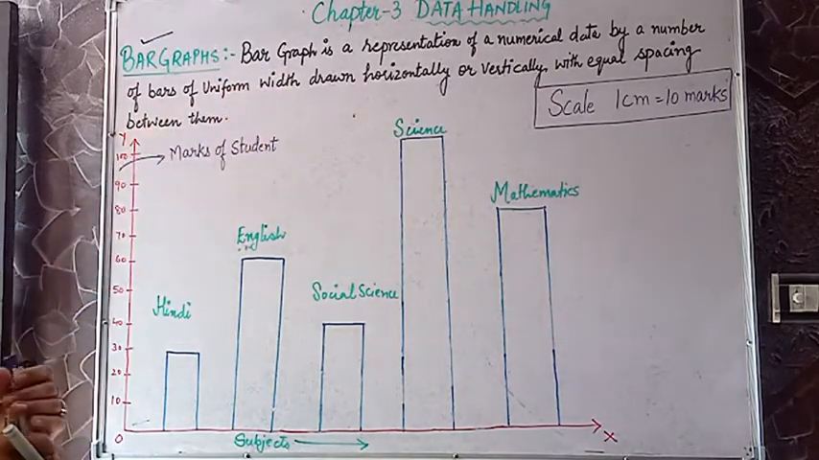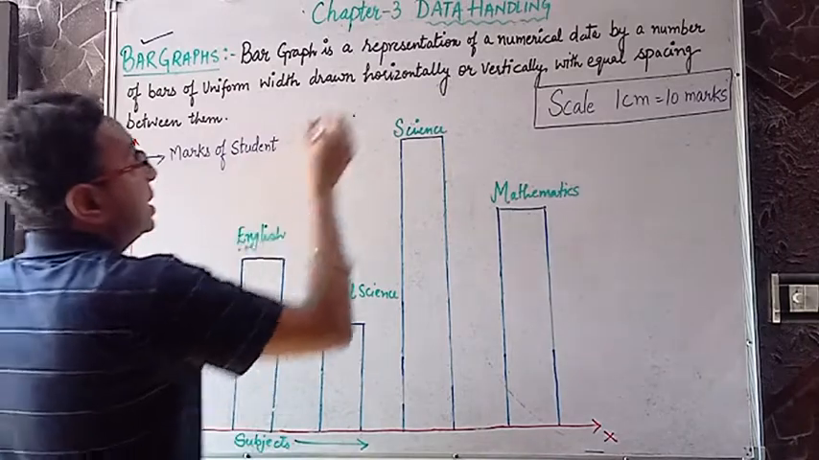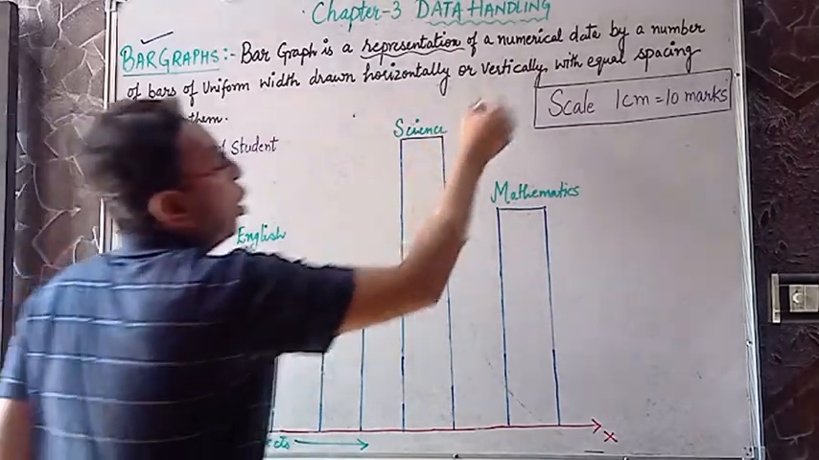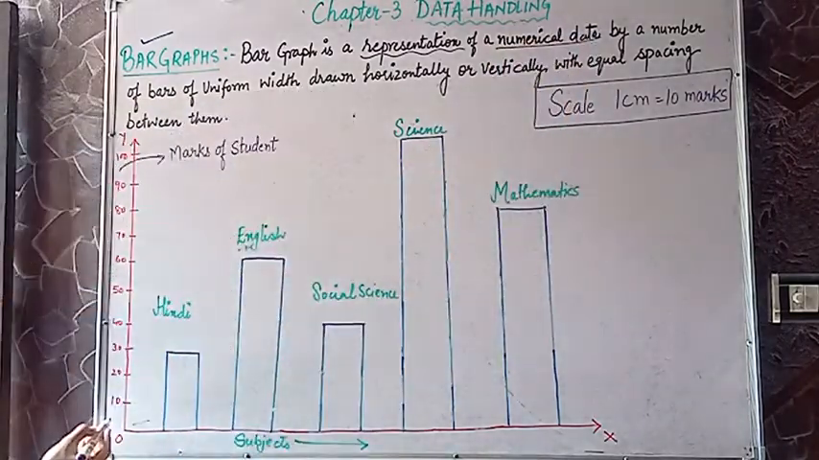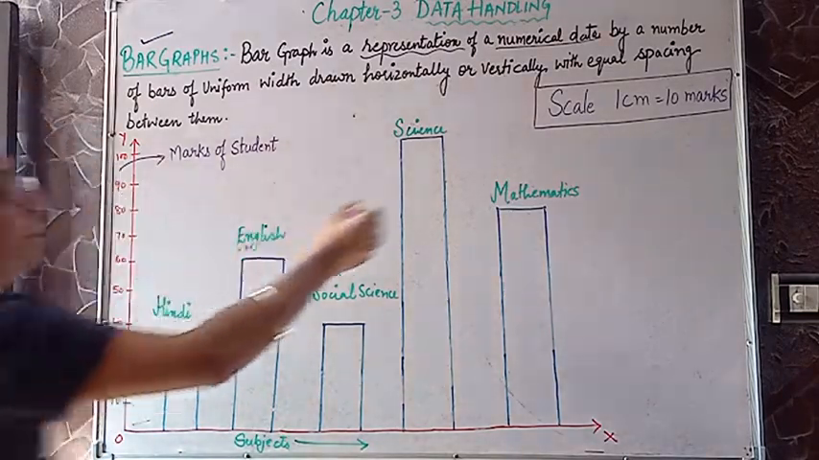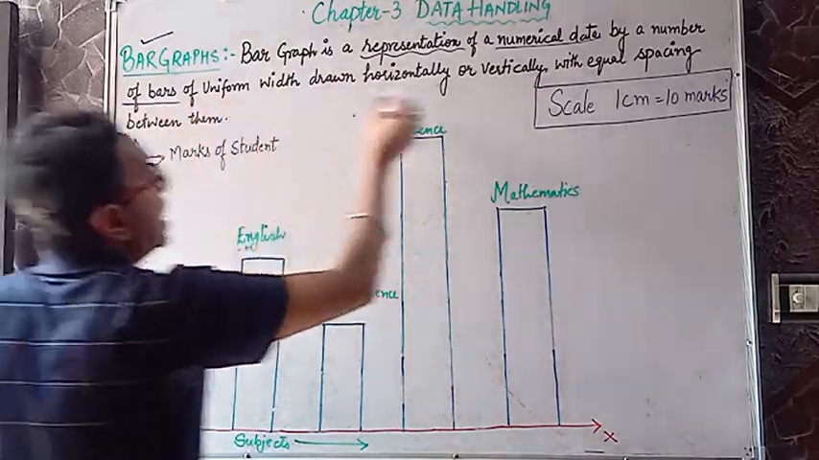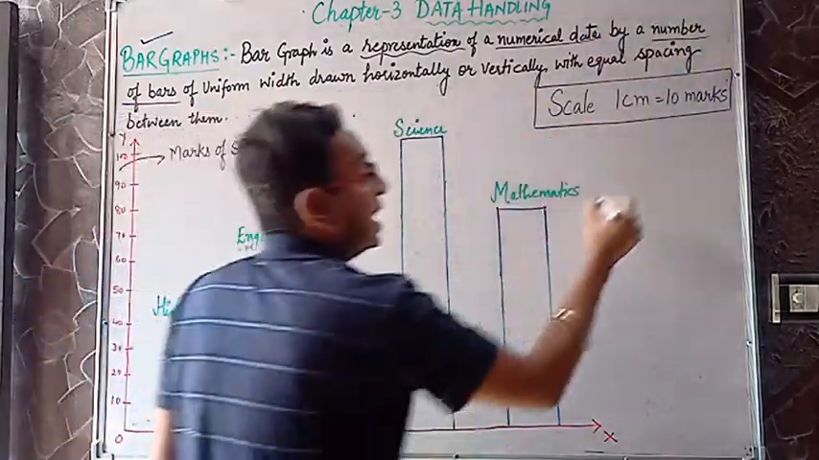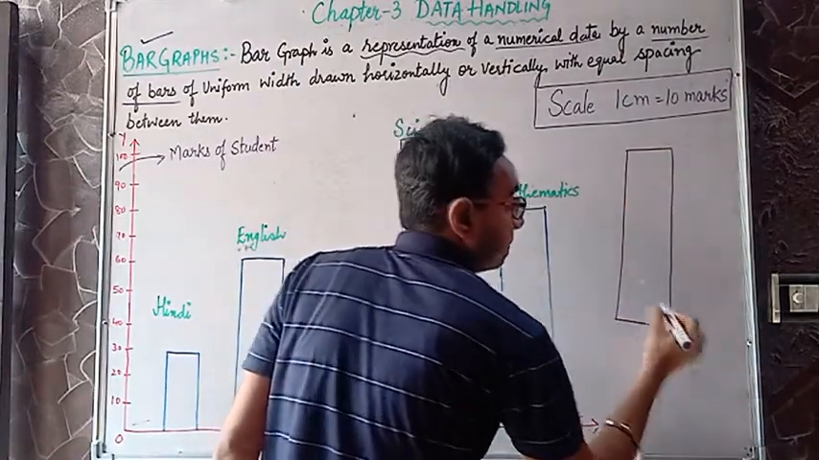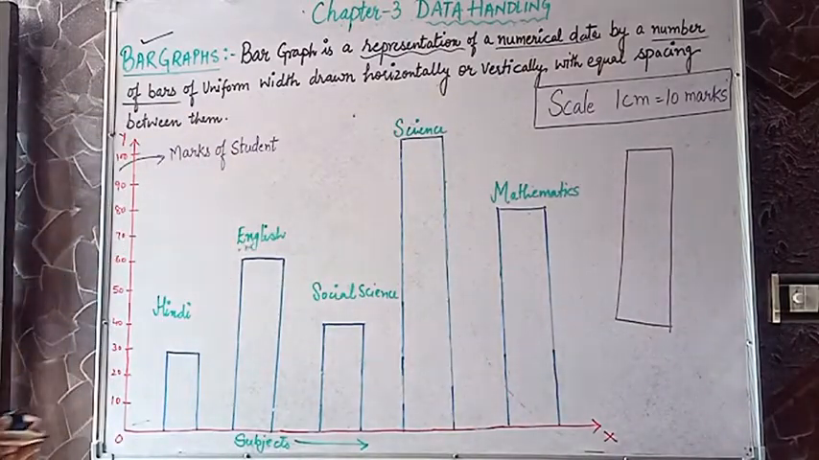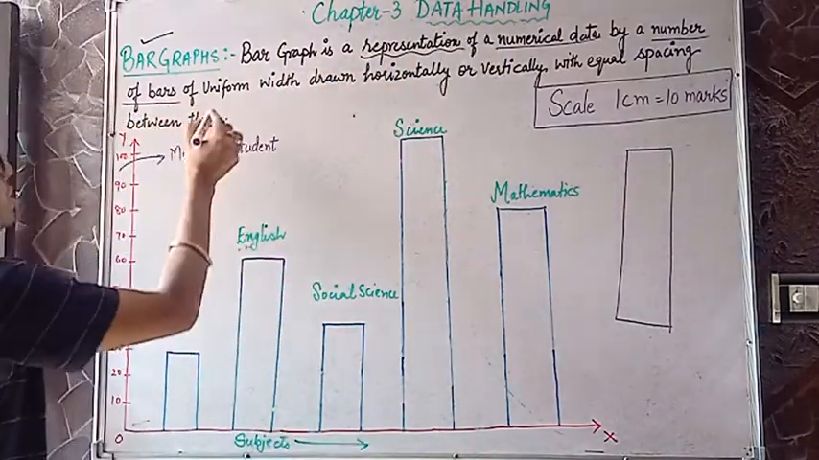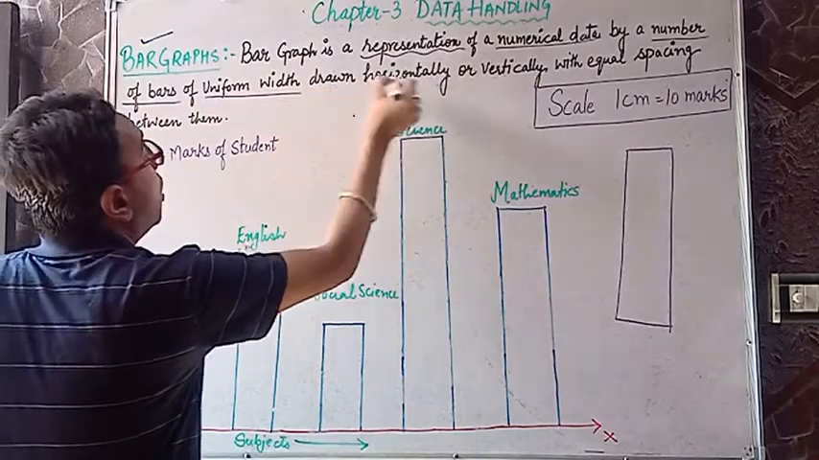Bar graph is a presentation or representation. Can you see the presentation on the board? Representation of a numerical data, 10, 20, 30, 40, 50, 60, 70, 80, by a number of bars. Bars means rectangular shaped bars. Okay, rectangular shaped bars. 1, 2, 3, 4, 5. So we have 5 bars, a number of bars of uniform width drawn horizontally.